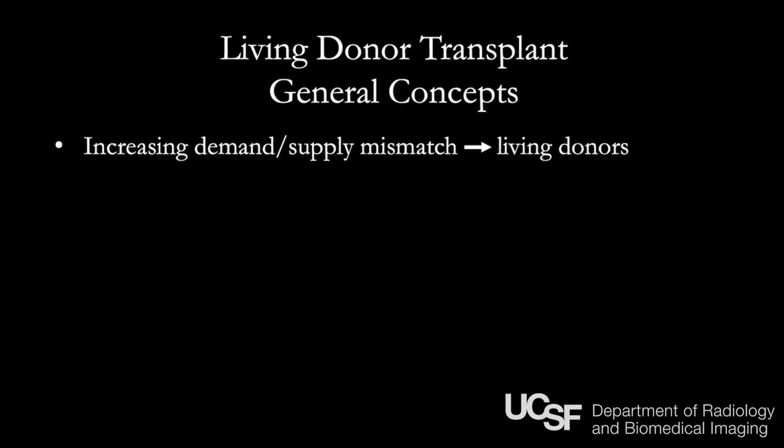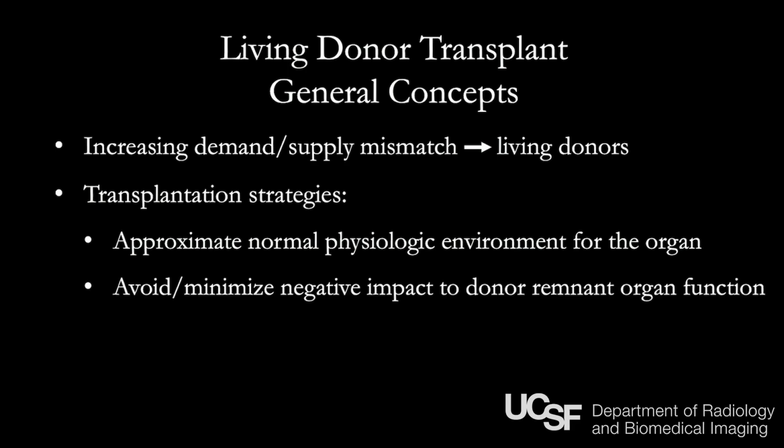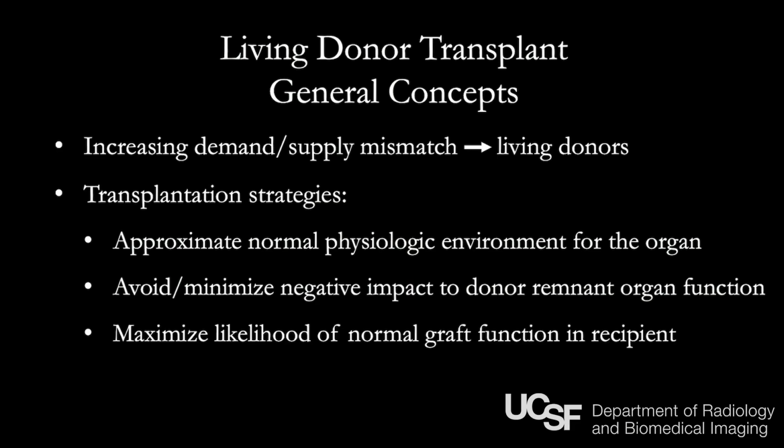So first off, just some general concepts here. There's an increasing demand and supply mismatch, and that's why we're seeing an increasing number of living donors, which is why these topics are relevant. Transplantation strategies, importantly, try to approximate the normal physiologic environments for the transplanted organ or organ portion. These strategies try to avoid or minimize negative impact to the donor remnant organ function and maximize the likelihood of normal graft function in the recipient. And then, of course, we're looking to make an evaluation and provide information that prevents or minimizes surgical complications.